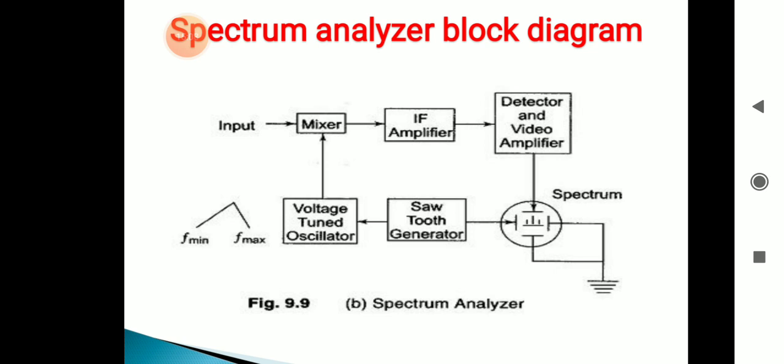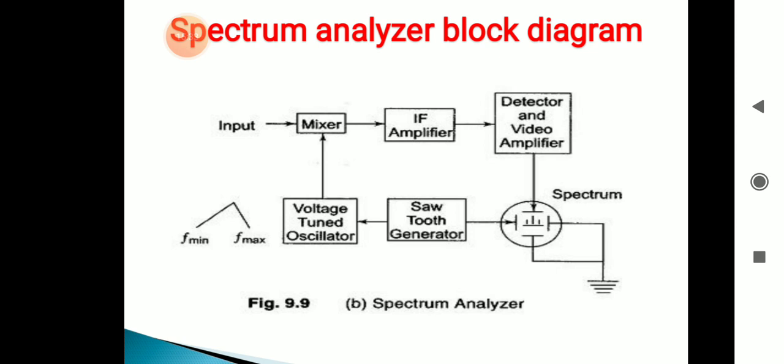You can observe in the spectrum display that there is a horizontal axis and a vertical axis. The output of the detector and video amplifier is amplified and goes to the CRO part, and then it produces the display. That display is called amplitude versus frequency. So this is the working or the block diagram of the spectrum analyzer.